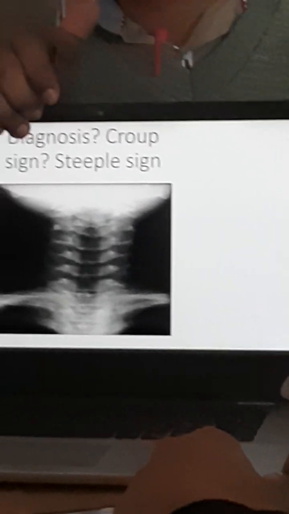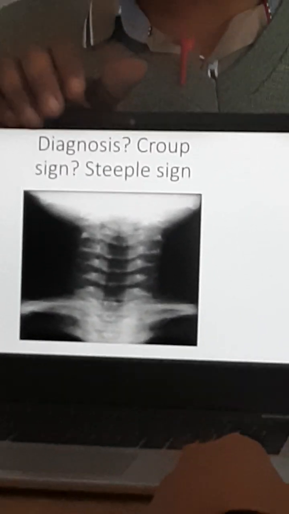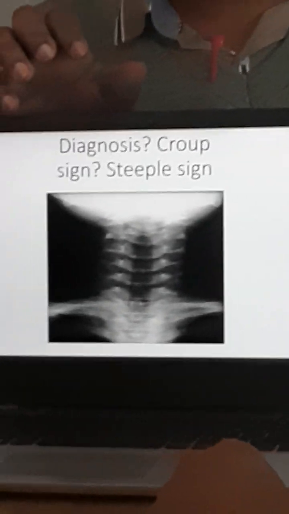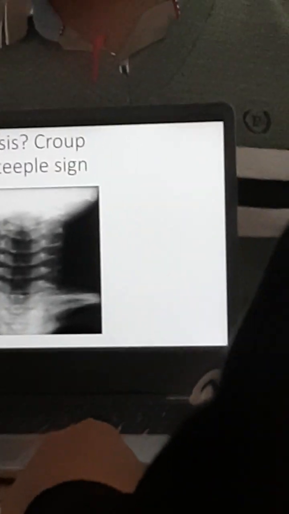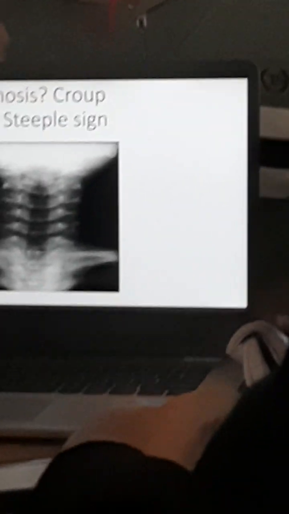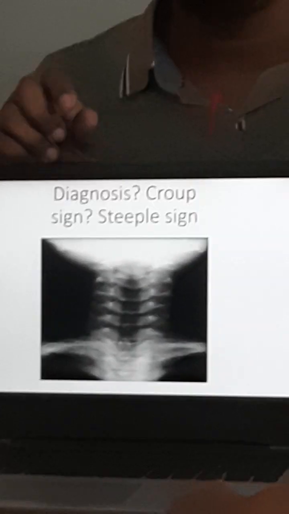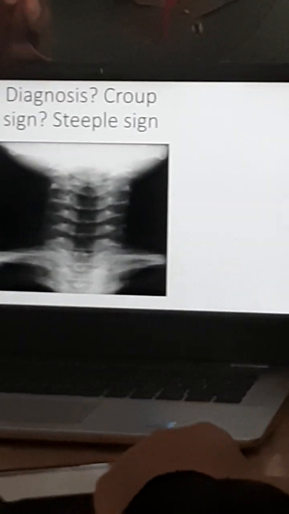So what is the primary cause for croup? Bacterial? Wrong. It is of viral origin. Croup is always of viral origin. Go and see viral influenza, RSV (respiratory syncytial virus), parainfluenza virus, adenovirus, all the viruses. So it is viral origin. Role of antibiotics? No role.